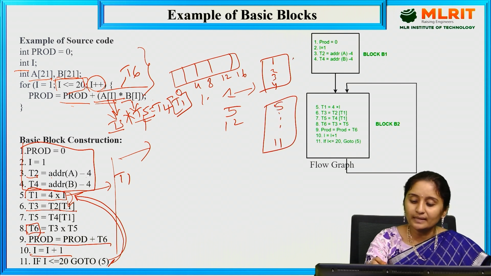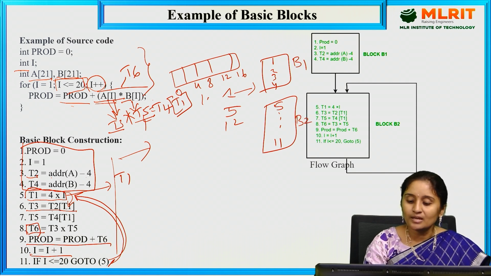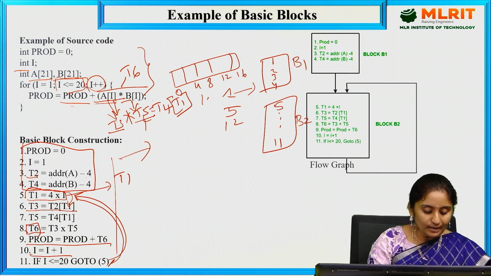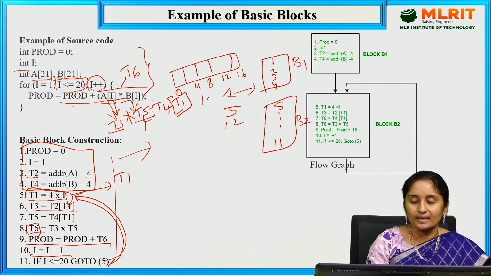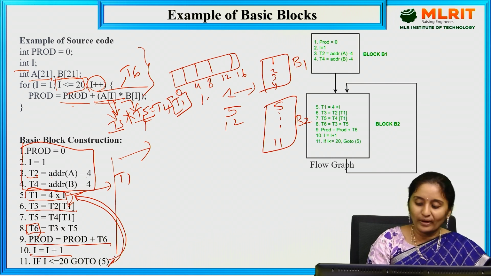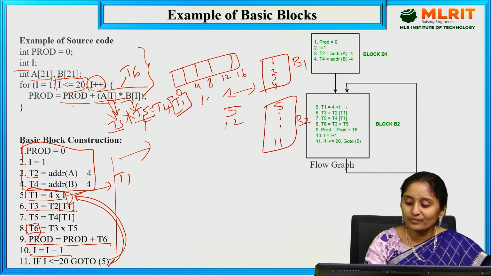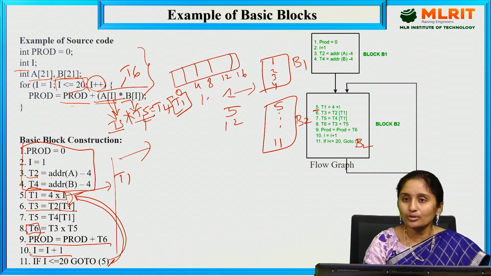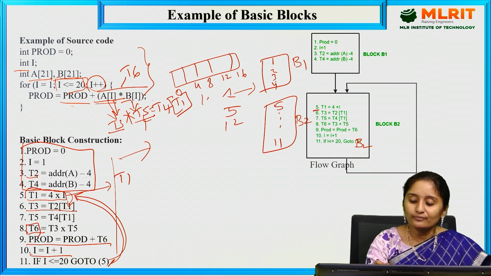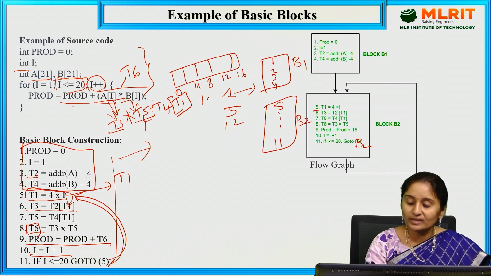Let me call these block 1 and block 2. Here, why? Because go to 5 is there. So instead of writing go to 5, which block do I have statement 5 in? It is in the B2 block. So we can write here go to B2 block. Now after the 4th statement, I need to go to the next block.